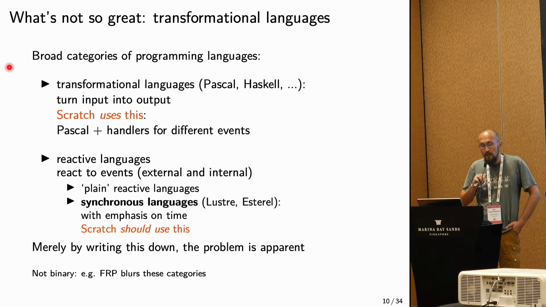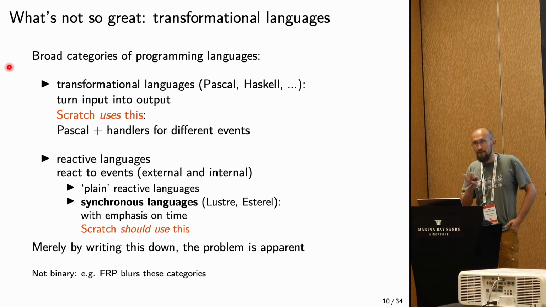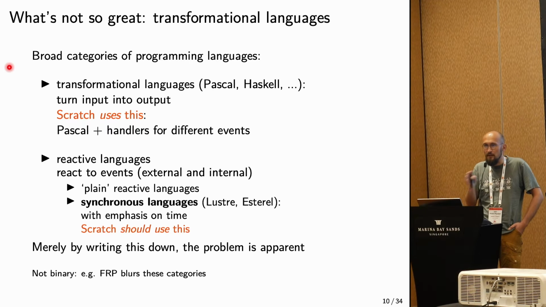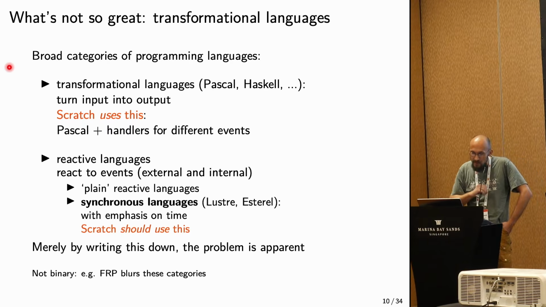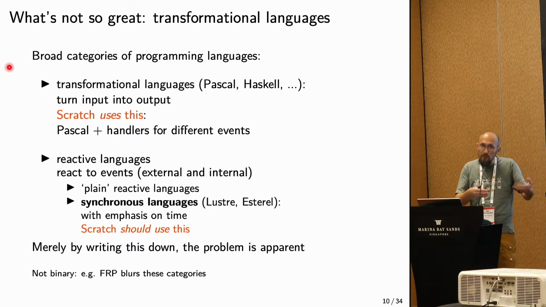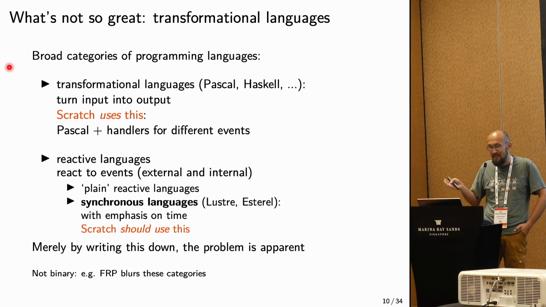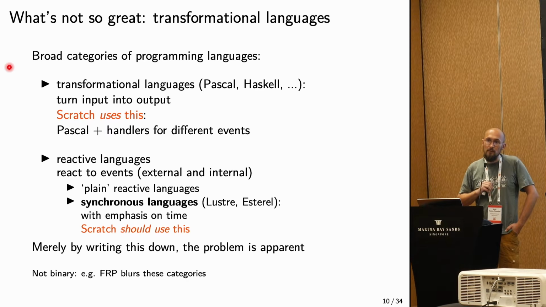And maybe what I want to make a bit more precise is the way I think the problem occurs. If you're trying to describe programming languages, this is a broad-stroke categorization. It's not a binary thing, but often you can categorize them into transformational languages, which are the languages that I guess most of us use most of the time. This is things like Pascal, like Haskell, like whatever. These are languages that are designed to take an input and turn it into an output. And Scratch and other languages use this kind of language. Scratch at the end of the day is basically Pascal plus top-level handlers for a bunch of effects. These are the languages that we're most used to.